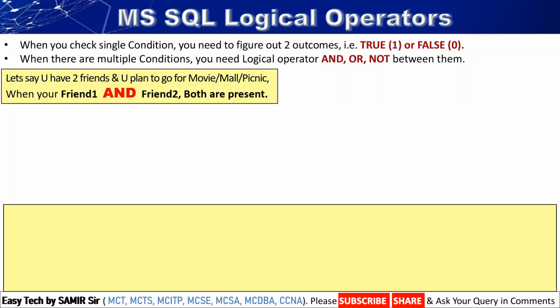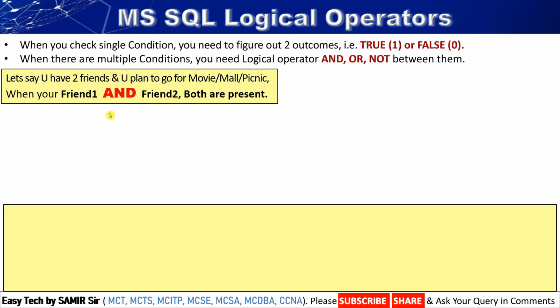Let's say you have two friends and you want to plan to go for a movie or mall or picnic or shopping or marriage or party or anything. You make up a condition like this: when your friend number 1 and friend number 2 both are present, you will go for a movie or mall or picnic or party or shopping or anywhere. What is your condition? When your friend 1 and friend 2 both are present, you will go.